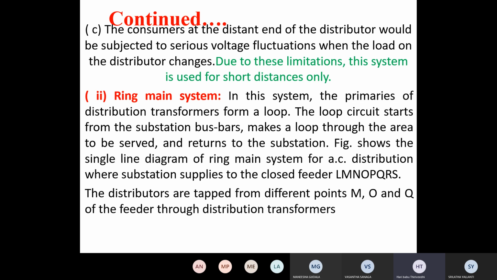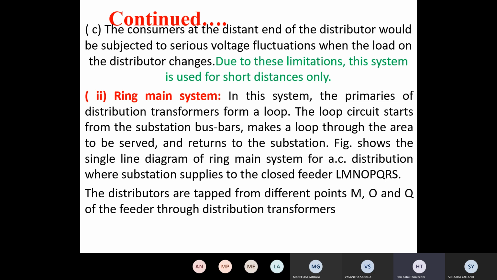Heavily loaded at the end of the distributor; the consumers may depend on a single feeder, single distributor; voltage fluctuations. Because of these disadvantages, the radial system is utilized only in rural areas till now. Maybe it may be replaced with ring main or interconnected system in 10 or 20 years. After 10 to 20 years, total India may be converted from radial to ring main or maybe interconnected. So that is the radial system.